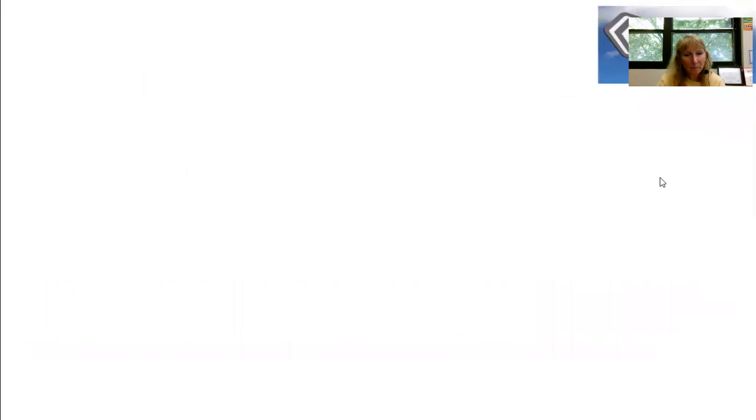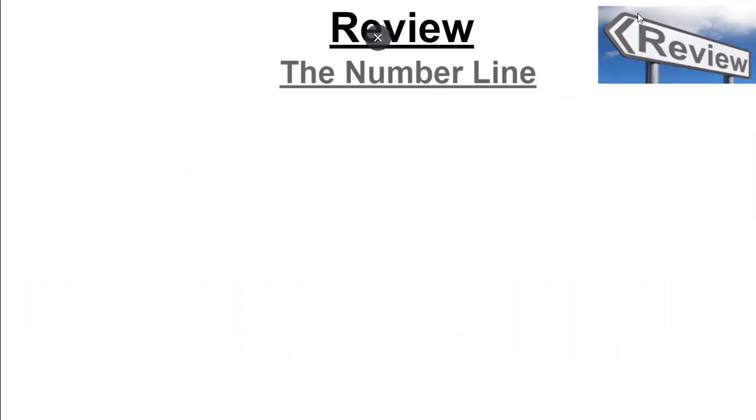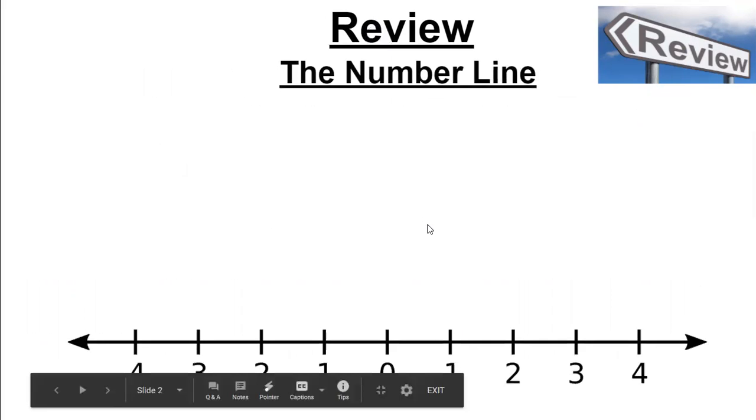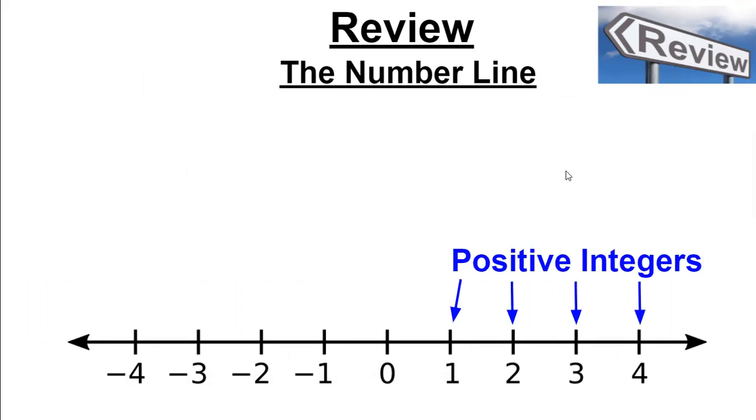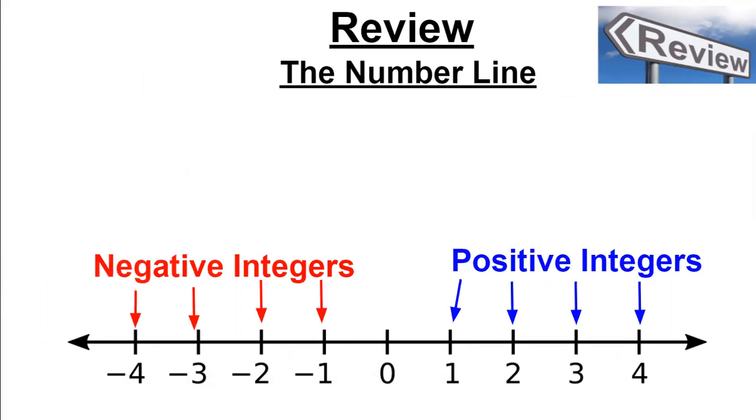So let's get going. Let's start with a little bit of review, and I'm going to minimize myself so you can see the screen. I'll come back on in a little while. Okay, the number line. Let's review the number line. There's our number line at the bottom. Remember that the positive integers go to the right, and the negative integers go to the left of zero. And we know that zero is neutral. It is neither positive nor negative.